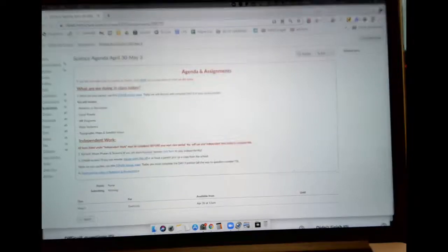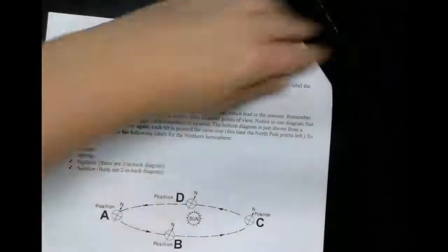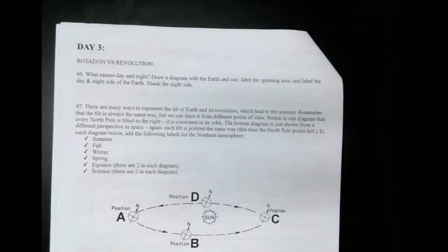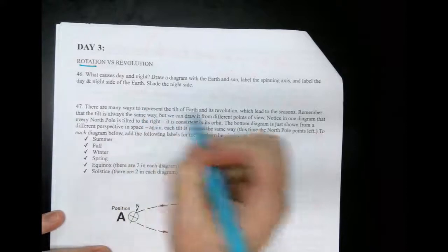As far as day 3 information, let's look at the material we reviewed. So we talked about rotation, which is spinning, versus revolution, which is going in a circle around something else. And it is our rotation that causes day and night.